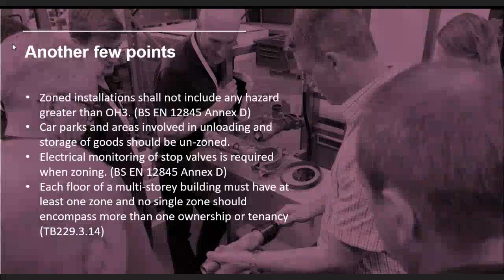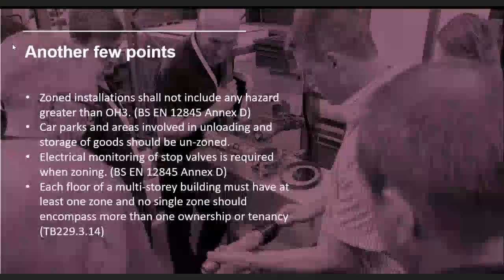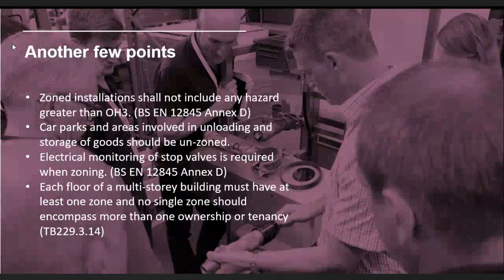There are some specific rules in there about mezzanine levels. I think there is a maximum size of mezzanine which you can include as part of the floor that it's on. But if the mezzanine is over a certain size, then it must have its own zone. But the key one here is that it should not encompass more than one ownership or tenancy. So if you've got an office building, you probably only need one zone per floor because of the size of the actual floor area.